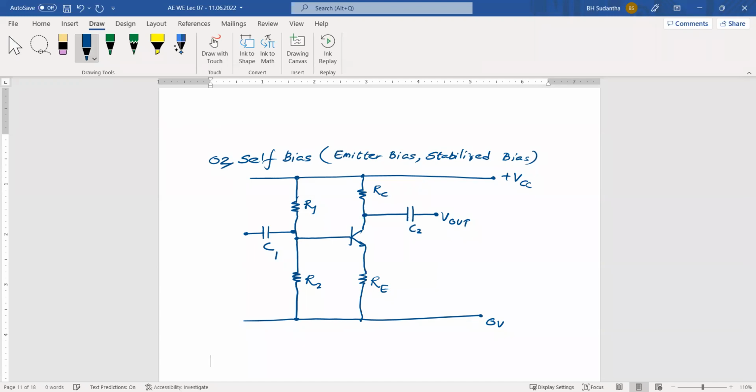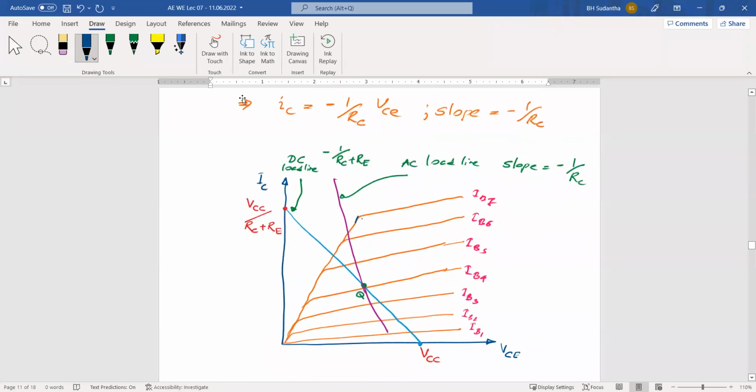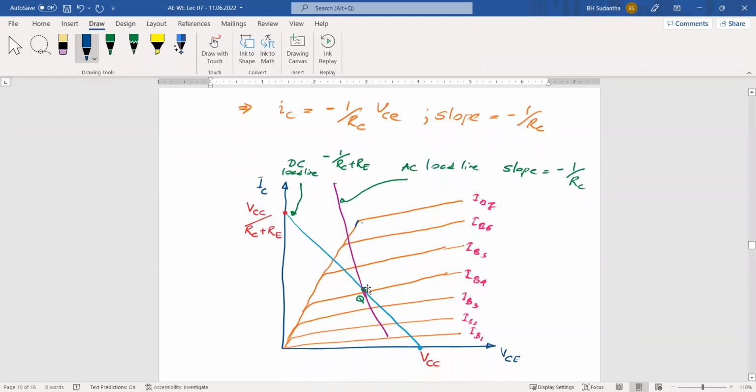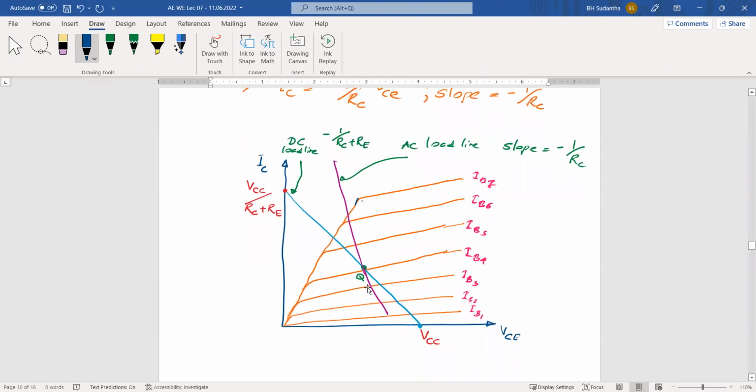Actually, what is the very important thing here? Why do we say self bias? You know that when the temperature increases, if you recall our first lecture, we said that in semiconductor materials, when temperature increases, the free electrons will be more. When we have more free electrons, the conductivity is increasing. Then, although we have calculated these resistor values to put this Q point here, now when the temperature increases, the Q point will be shifted. Why? The resistor values may be there, but the transistor's inside conductivity is increasing with the temperature. Then the Q point will be shifted.